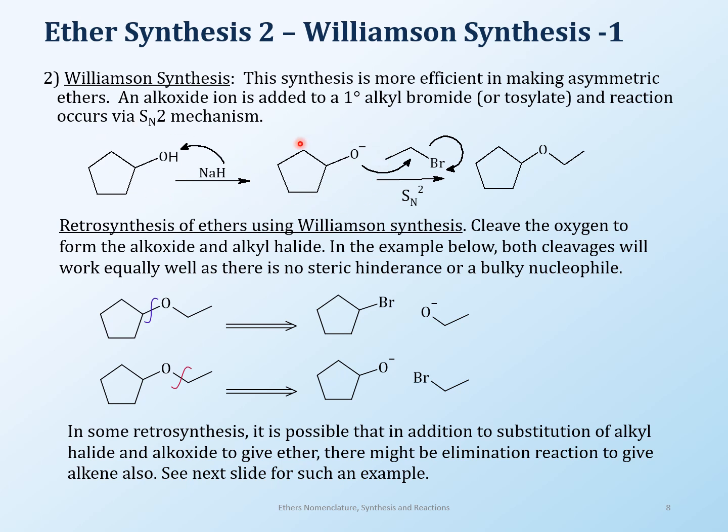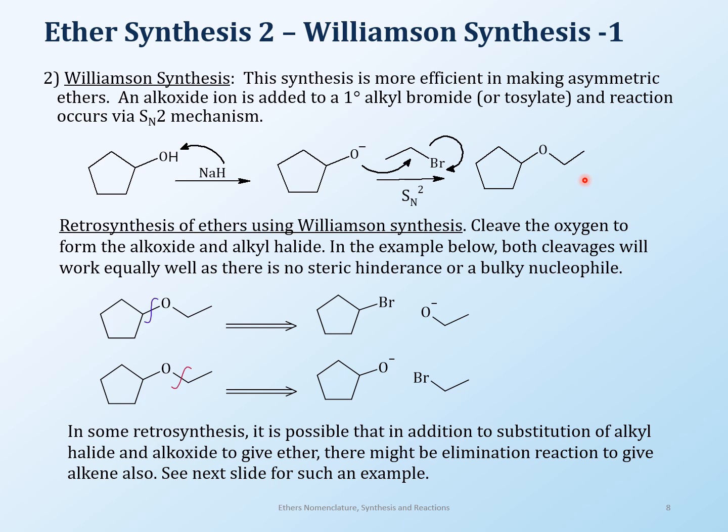a strong base, you get an alkoxide. Once you have this nucleophile, now you can have a substrate with a leaving group and you get an SN2 reaction. So it's a very typical synthesis that we've been doing so far, and you generate an ether. This ether, you can see it's asymmetric now. Williamson synthesis is actually quite good for making ethers.